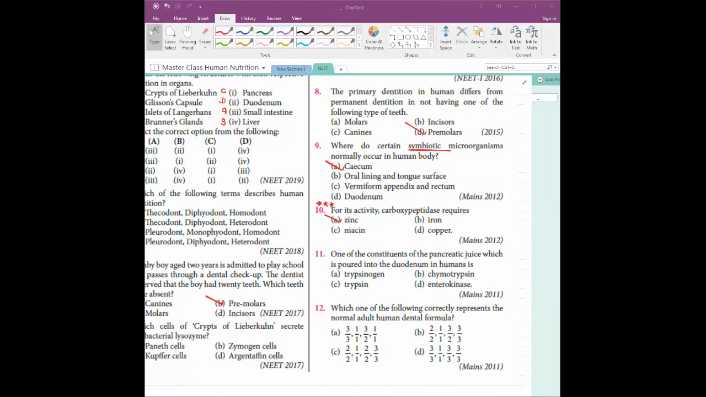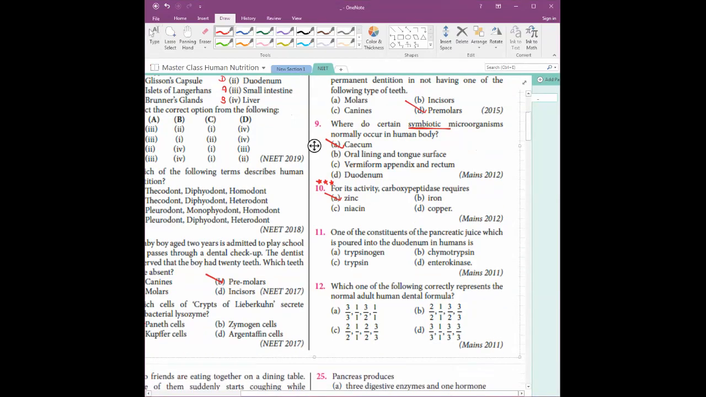Okay, chalo. Next question once again goes to Darshanita. One of the constituents of the pancreatic juice which is poured into the duodenum in humans is... So in your duodenum, what is going to be added into the duodenum? Yes, very nice. Okay, so what is it, guys? Yes, very nice.